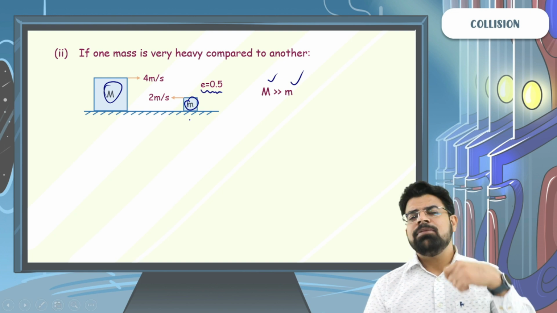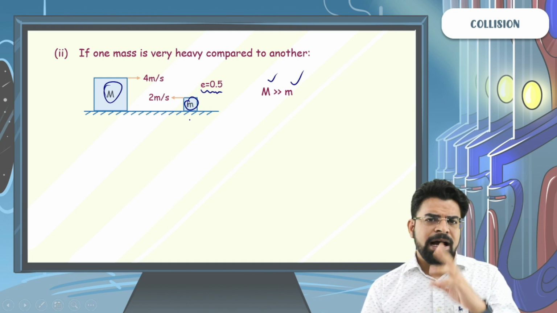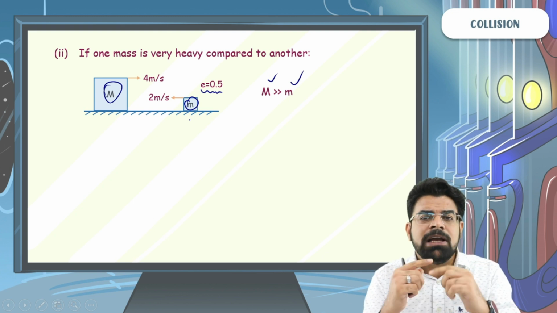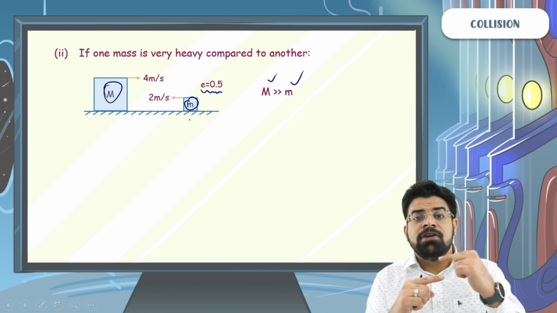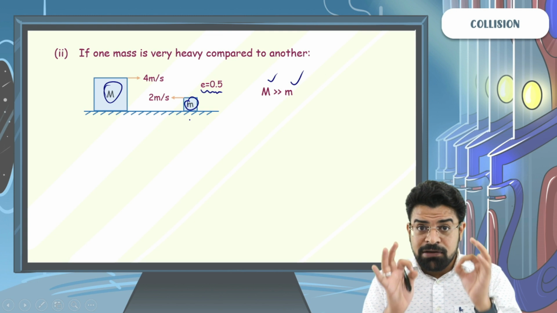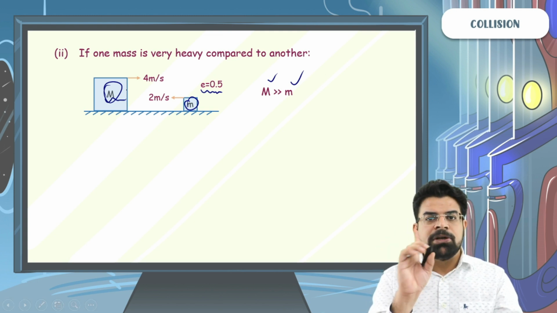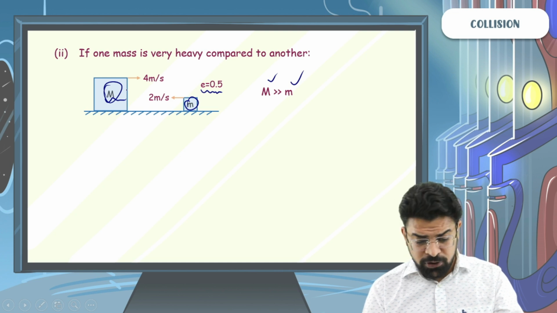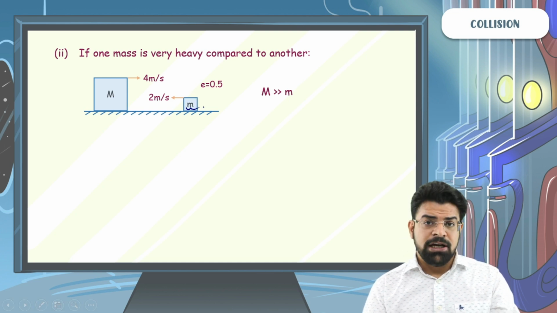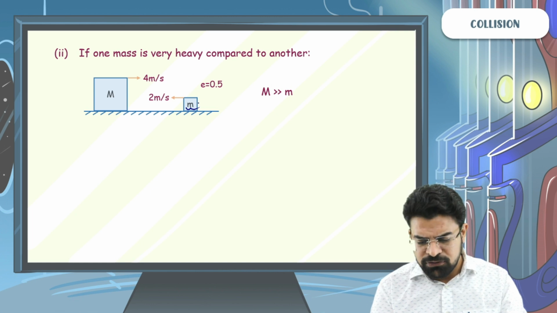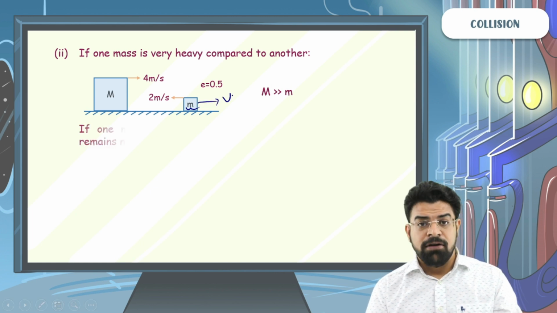Since capital M is way heavier than small m, I can say that during the collision there won't be any appreciable change in the velocity of capital M. So even after the collision, I can assume the velocity of capital M to be 4 meters per second towards the right. For this small m, what will be the velocity? I don't know. So let's assume that the velocity of this m is v towards the right after the collision.